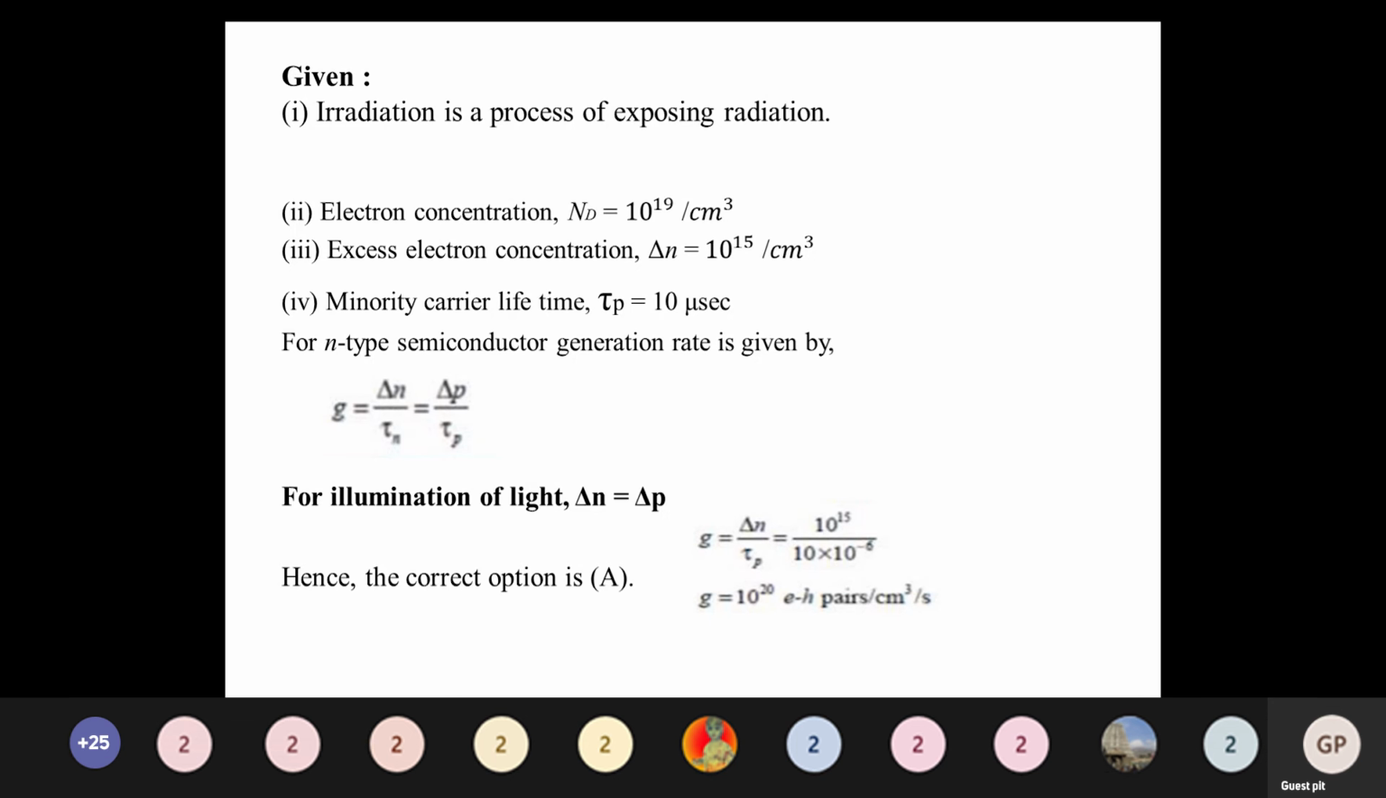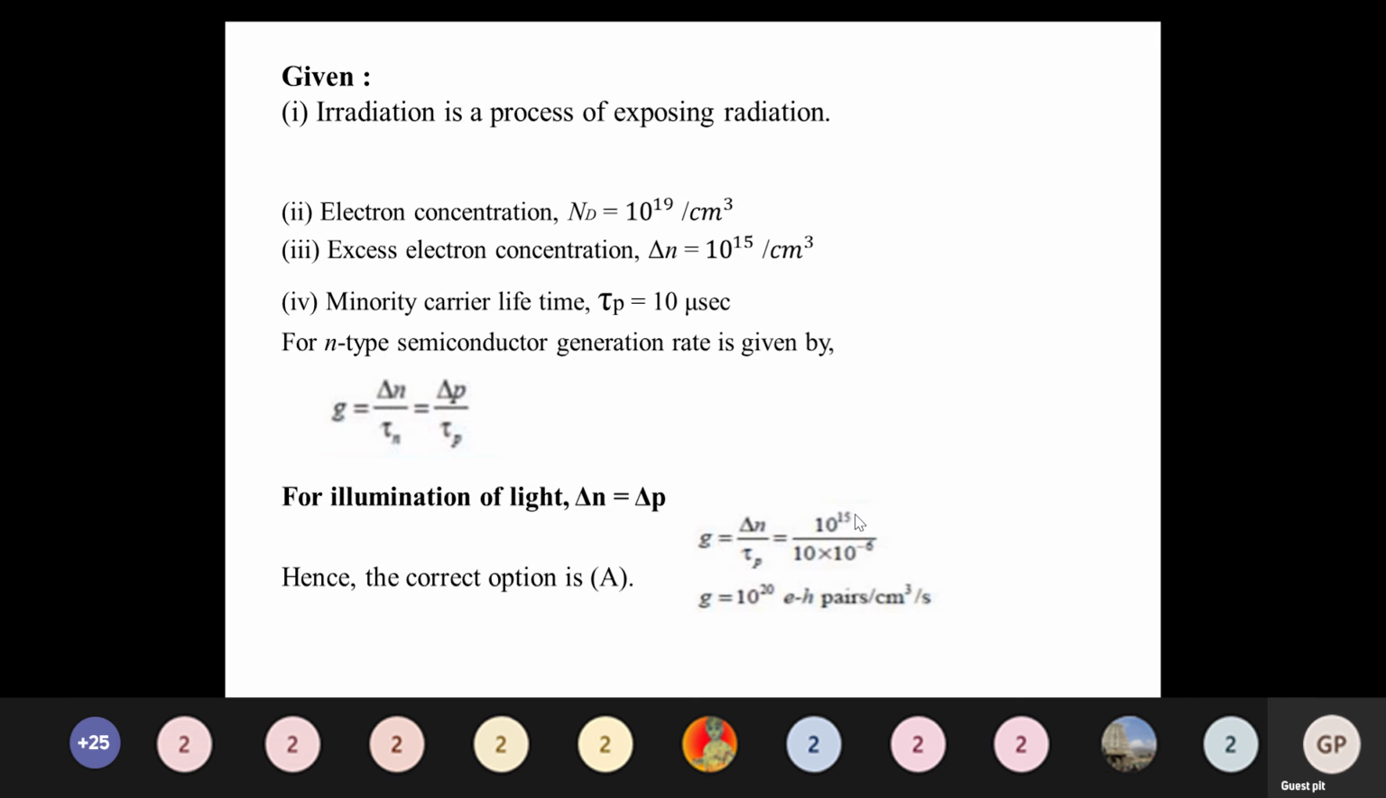Here we are having tau p. So here, del n equal to del p is a condition, because of that reason del n divided by tau p we are considering, because both are equal. So g is equal to del n divided by tau p also we can consider, because both are equal, right? So g is equal to del n divided by tau p we are considering.